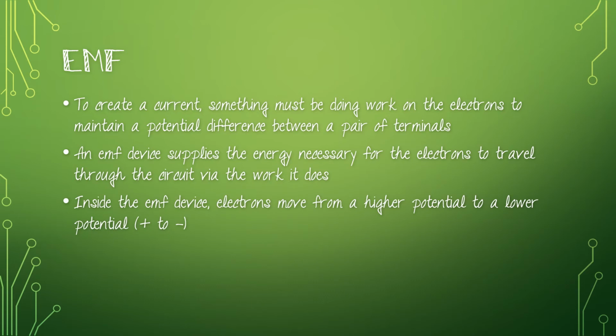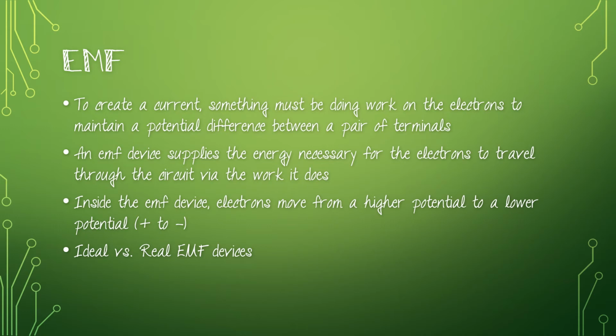Inside the EMF device, so when you see that word EMF device, you can think of a battery. That's probably our most common one that we'll use. Electrons are moving from a higher potential to a lower potential, so they're moving from the positive to the negative side. And that's different than in circuits, because in circuits, as you saw on that previous slide, they move around the circuit, with electrons coming out of the negative and going to the positive.